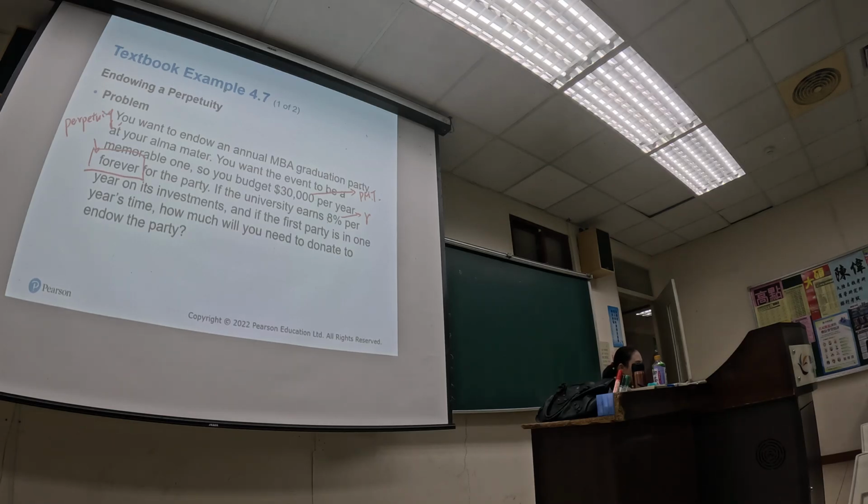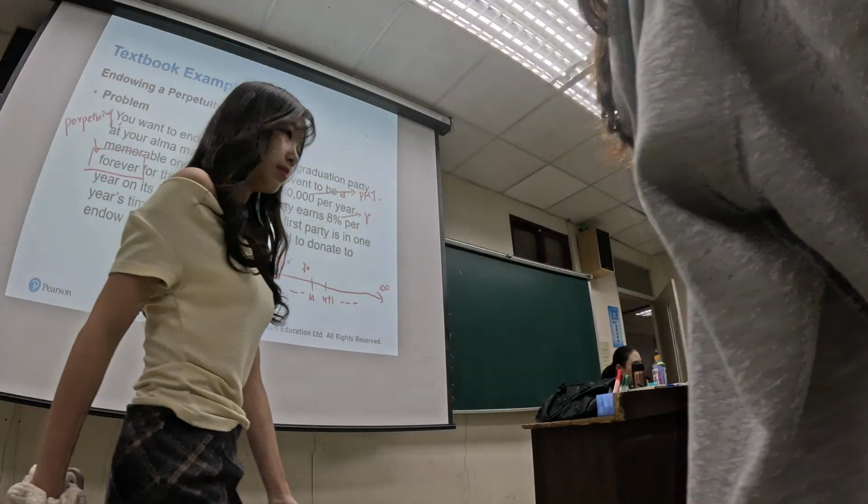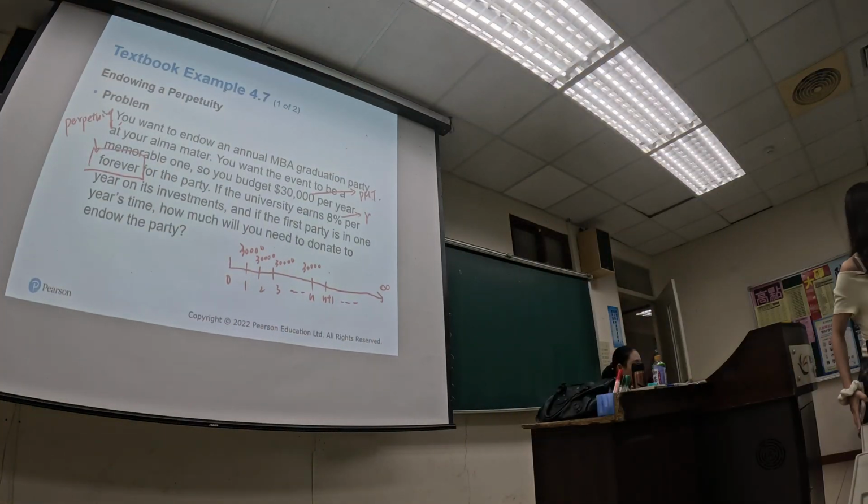Okay, so basically, you can draw a timeline. It says last forever, right? And then 1, 2, 3, n plus 1, last forever. And each period that you will endow 30,000. And then this 30,000 lasts forever.